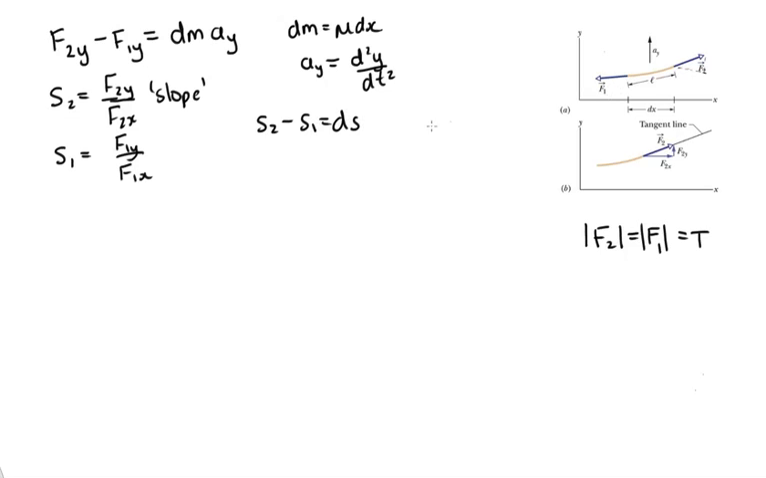And so now we can call the difference between these two slopes, S2 minus S1, ds. This ds is a very small number because this wave is travelling along the string, so we've got almost the same slope there as there.